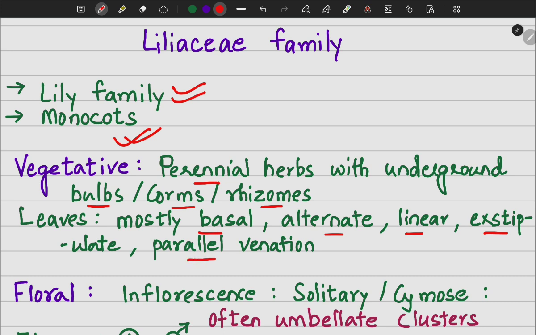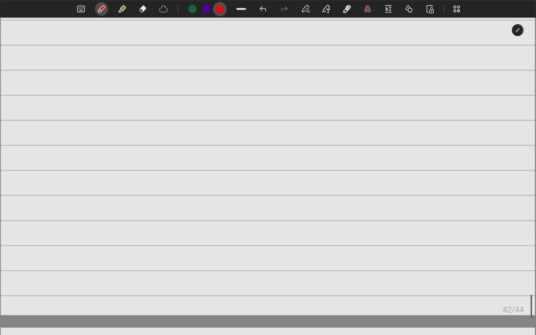Now since they are monocots, the venation will be parallel. What does basal leaves mean? Let us understand with the help of a diagram. So the leaves are basal. It mainly means that the leaves are formed at the base of the stem. So if this is the stem, then from the base of the stem, the leaves will be formed in clusters like this.